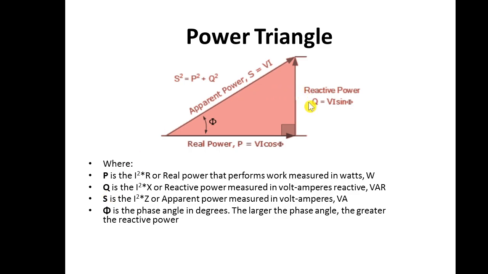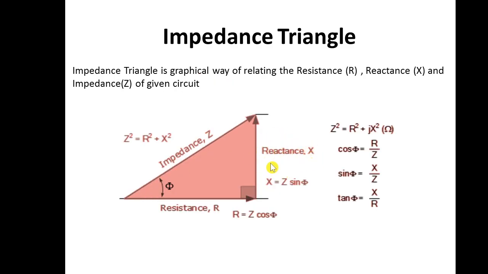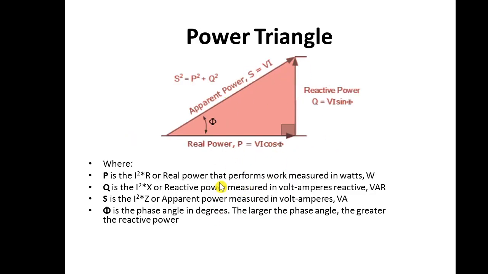Q is reactive power, then Q is equal to I square into X. If we multiply these three sides of the impedance triangle by I square, that is Z multiplied by I square, R multiplied by I square, and reactance multiplied by I square, then we get this power triangle. P is equal to I square R, Q is equal to I square X, and S is equal to I square Z.